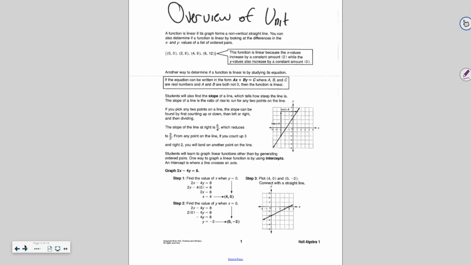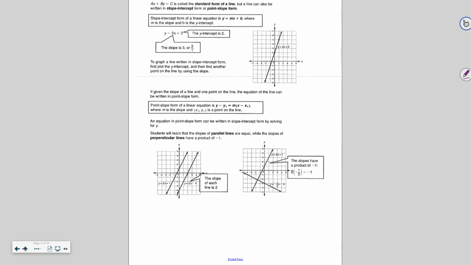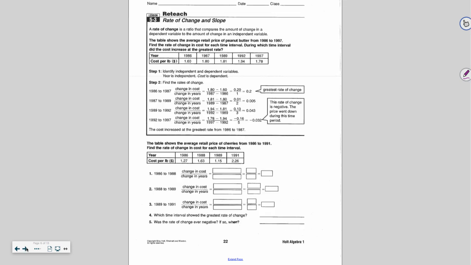So the first stop is a unit overview of just how to graph and solve everything. If you need it, it is there. It has some step-by-step processes and some written notes that you can keep and use when you are completing any of these practices. And now we're going to go into the notes of just rate of change.